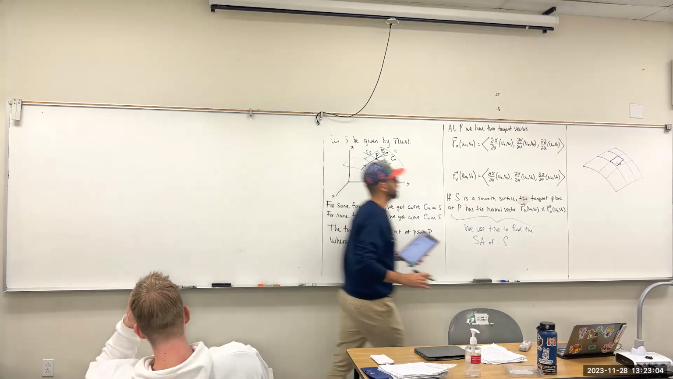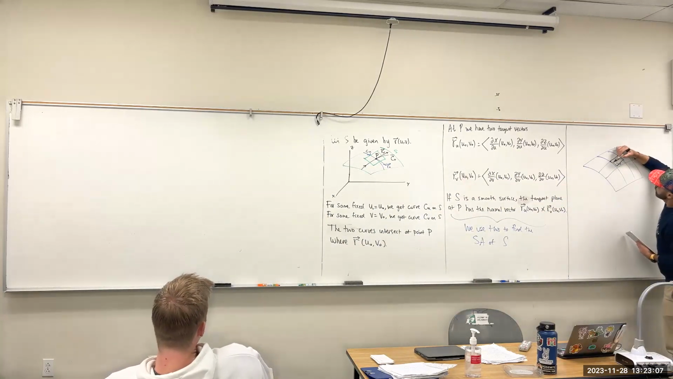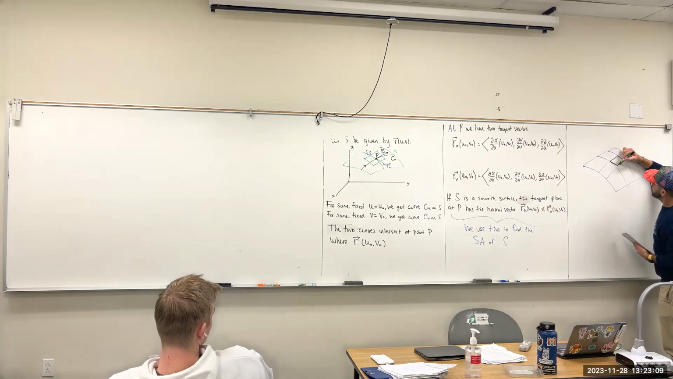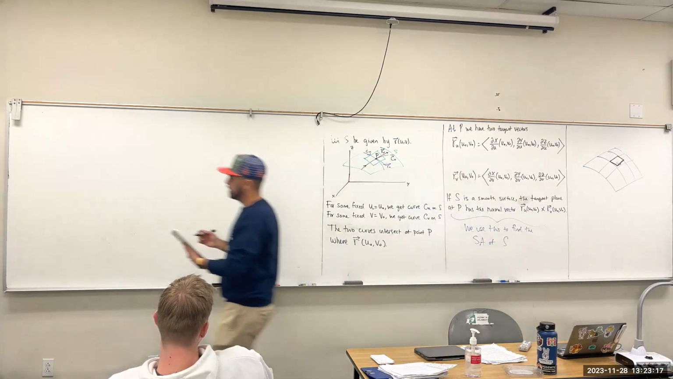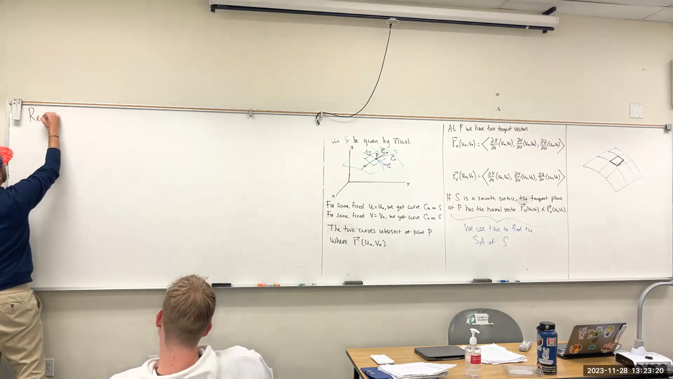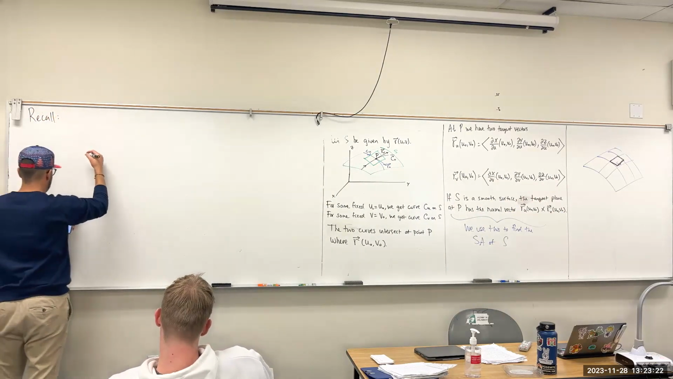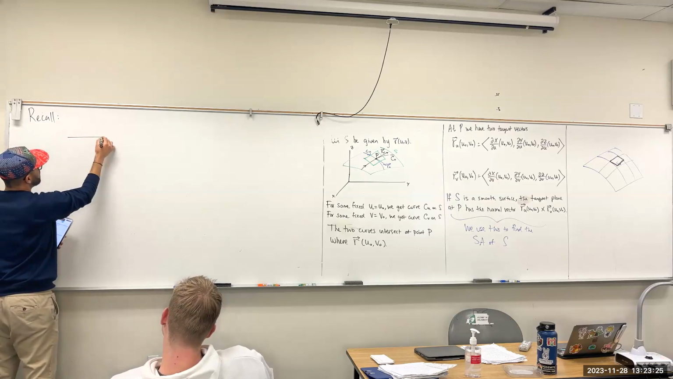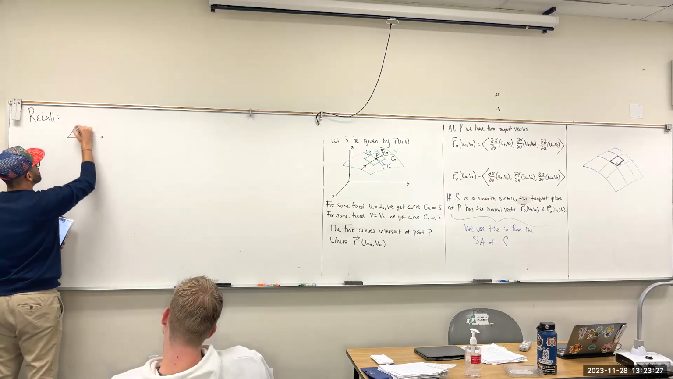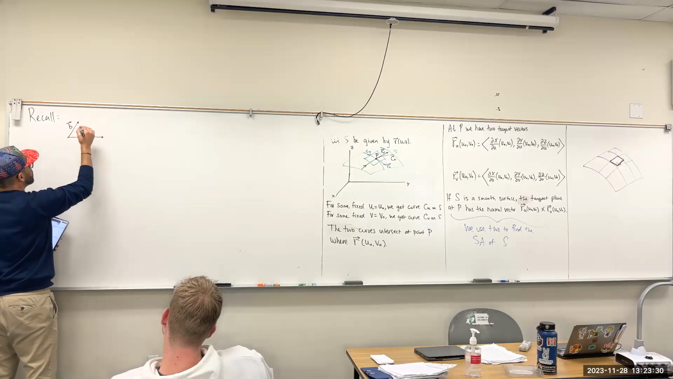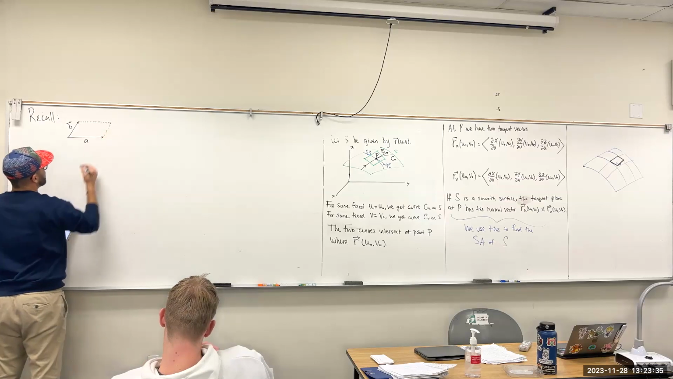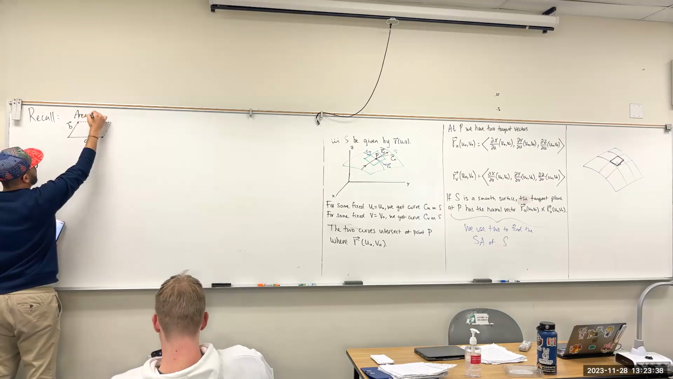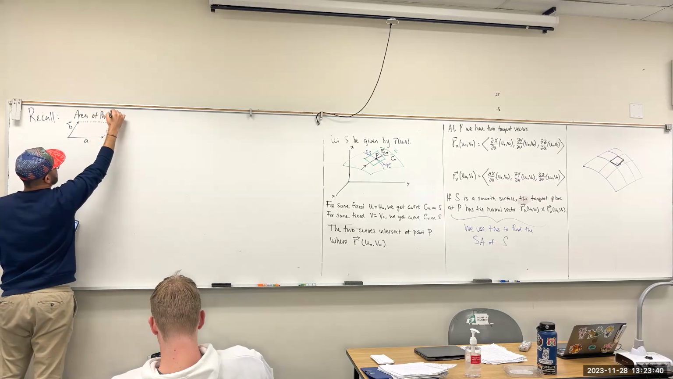So this little piece I drew here will be like some small little parallelogram, like that. Okay. Good review day today. So recall that if I have a parallelogram that's made by two vectors, throw back to chapter 12, the area of the parallelogram.